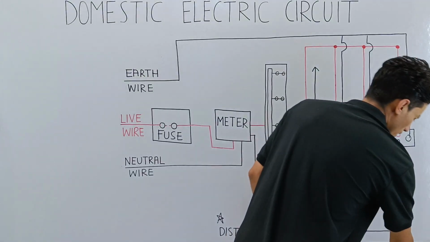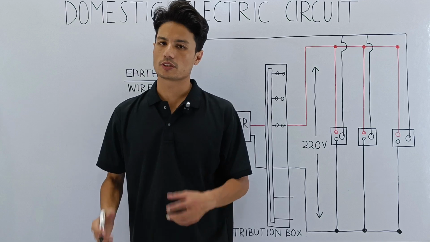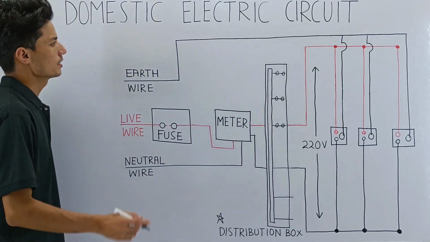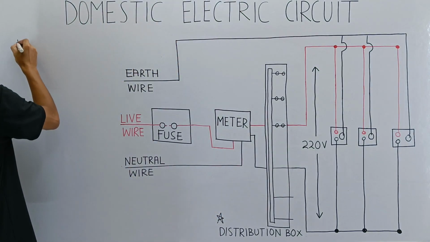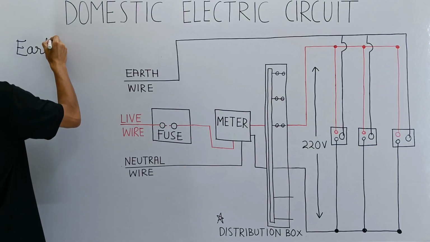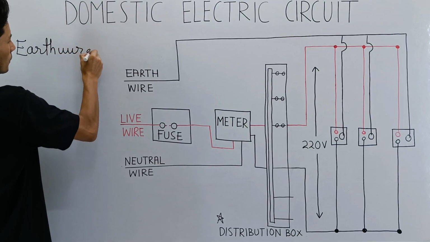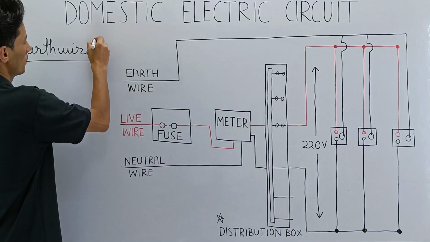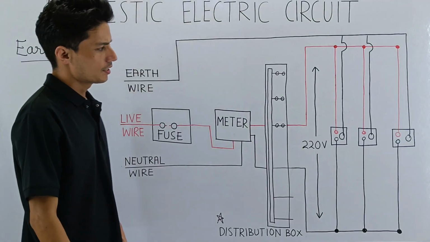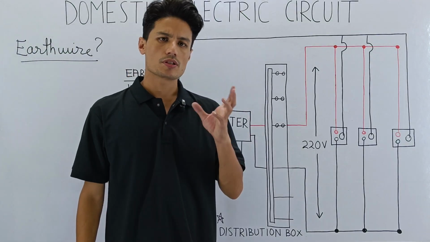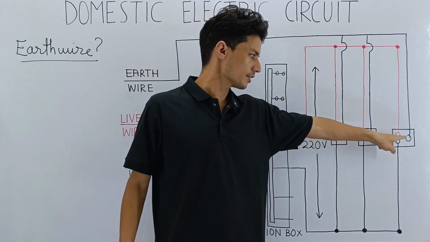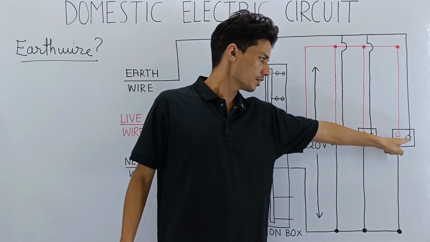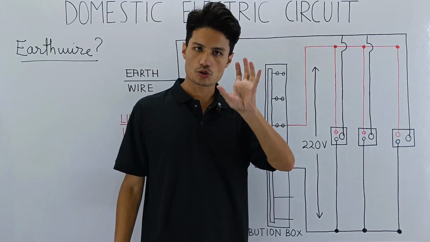So another very important component of the domestic electric circuit is the earth wire and earthing. Okay, so let's first talk about the earth wire. So what is the earth wire? The earth wire is usually a third wire, which is connected to the third pin of the electrical socket.